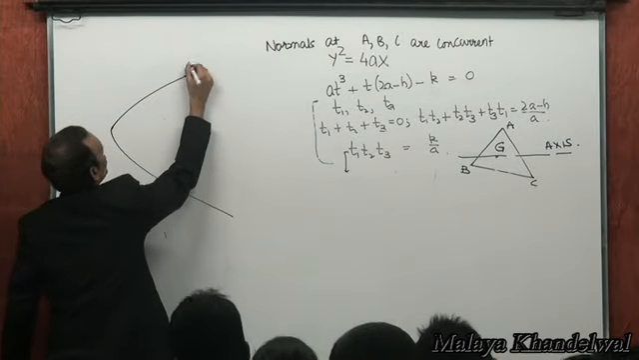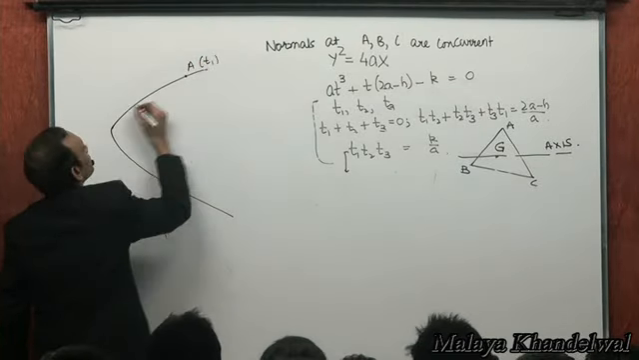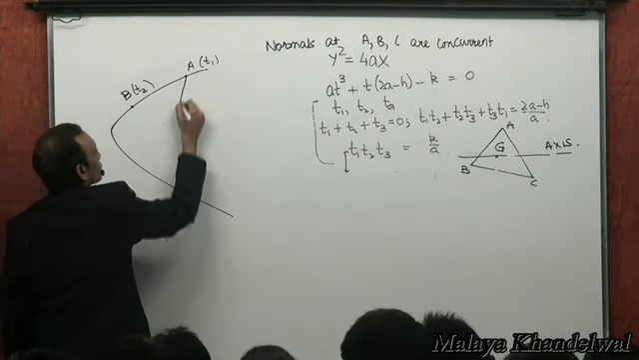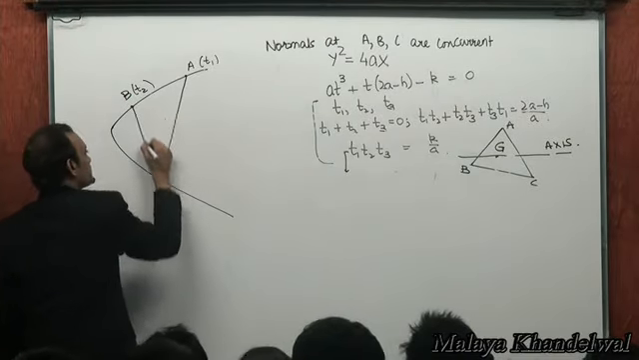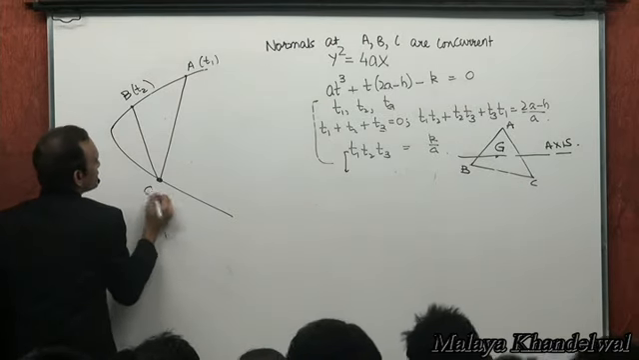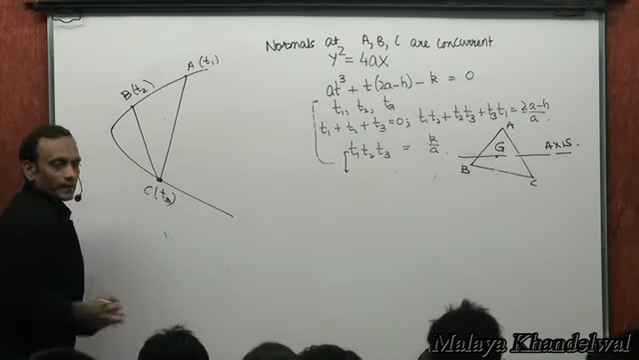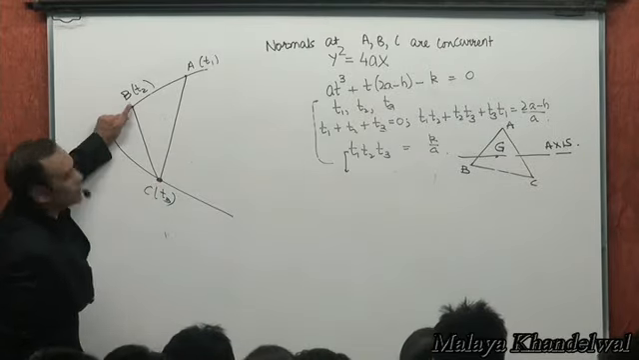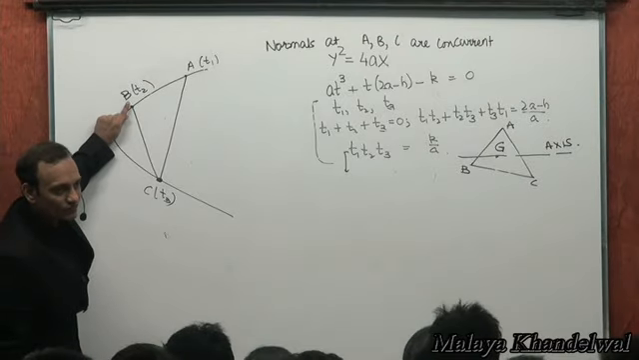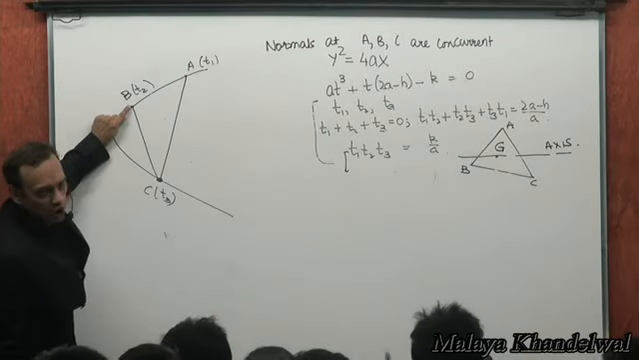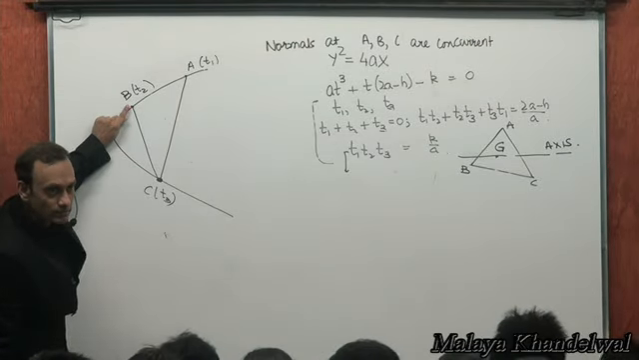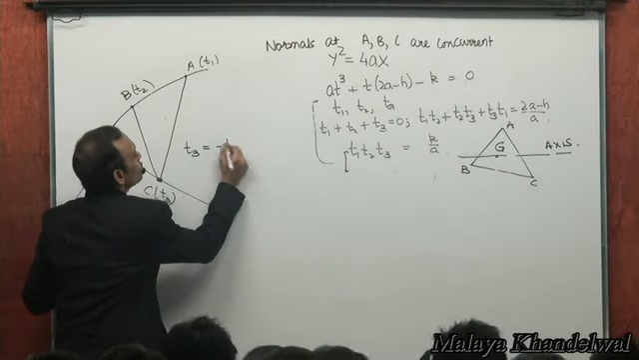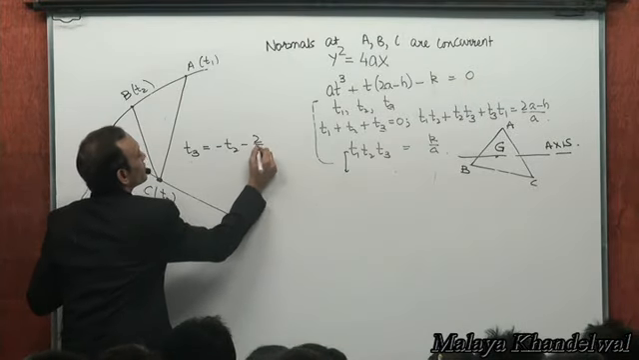Say I draw a normal at A, which is T1, and I draw a normal at B, which is T2. And the normals intersect at C, which is T3. Right? Now can I say T3 is the other end of the normal drawn at T2? So I could have said T3 is minus T2 minus 2 by T2.